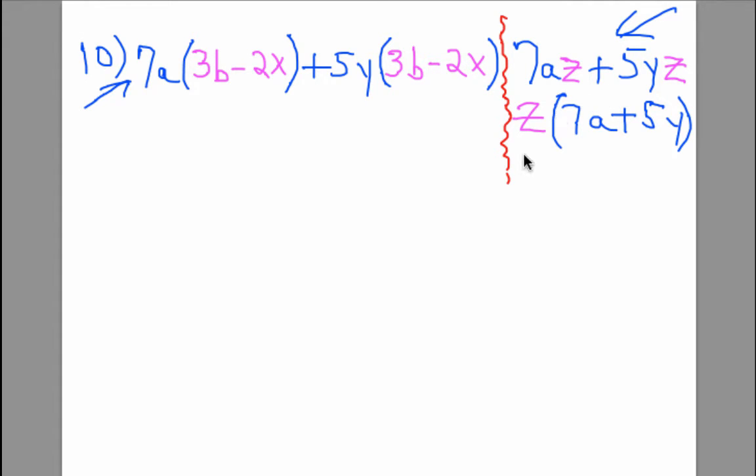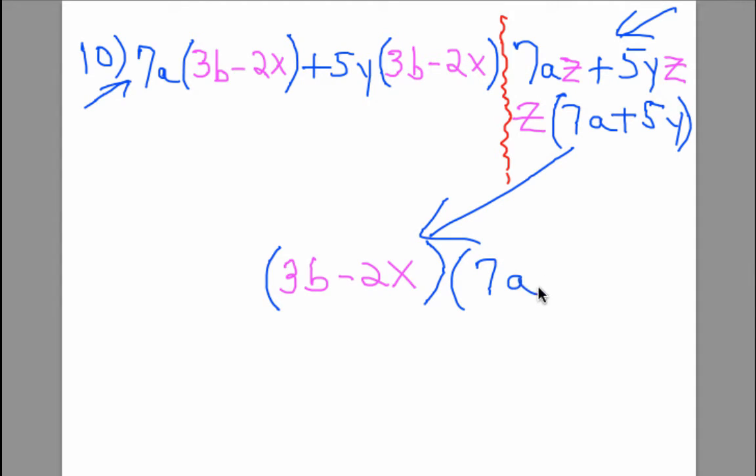Okay, well, we said that we substituted 3b minus 2x with z. So let's remove the z and put it back as what it is, 3b minus 2x. And if we do that, we see we get the final answer that we got on the other page. So I hope that clears things up.